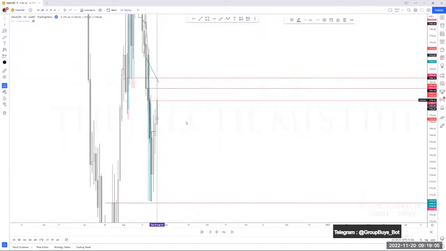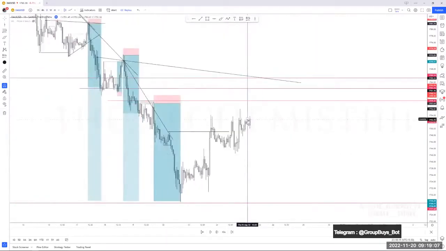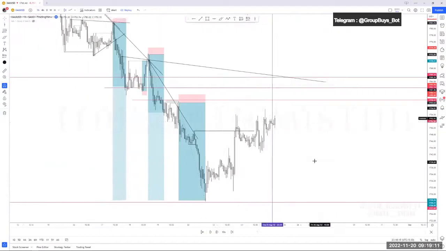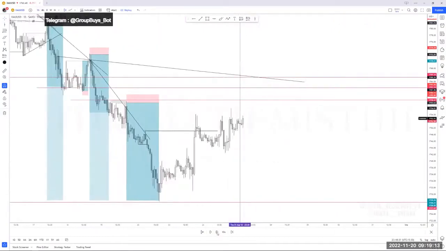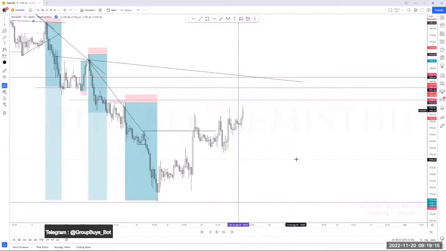Okay. A new day starts now. Can you see that? A new day starts. Until it goes here, what can you do? You can look for a buy setup. Where do we have a buy setup?